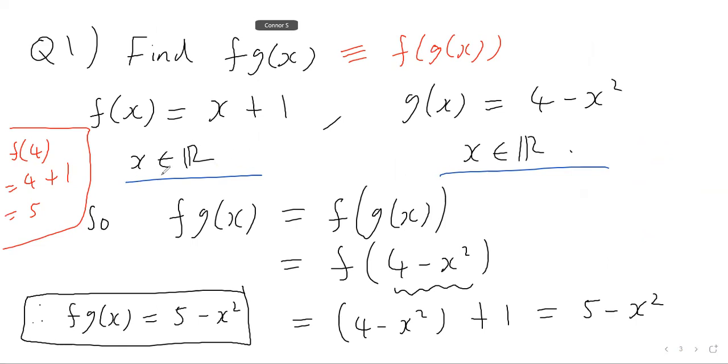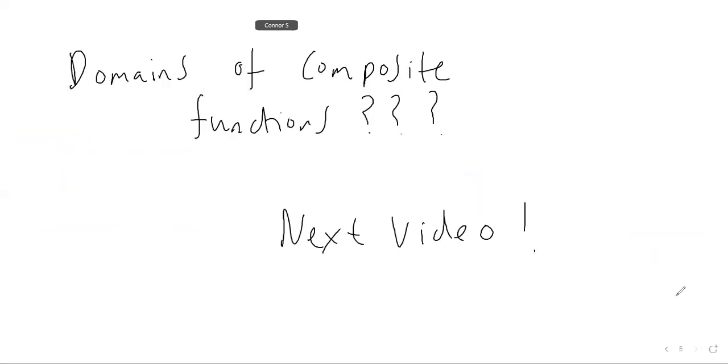But what happens if you've got different domains? If you've specified different domains for your functions, what would our domain for this composition of functions be? We're going to do that in the next video, so I'll save that as a treat for tomorrow's video. So we'll look at the domains of composite functions in the next video.